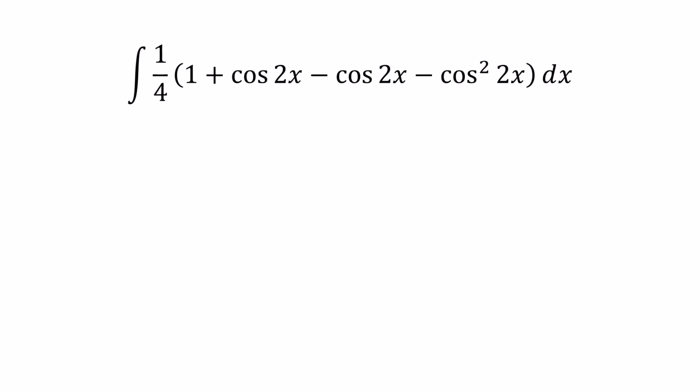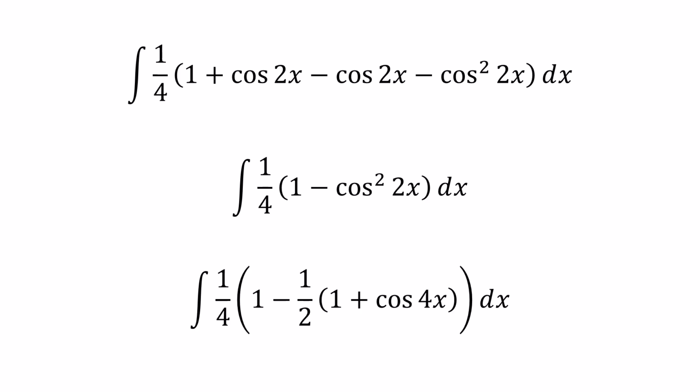Combining like terms, we get the integral of 1/4 times 1 minus cosine squared of 2x dx. Applying the power reducing identity again then gives the integral of 1/4 times 1 minus 1/2 times 1 plus cosine of 4x dx.